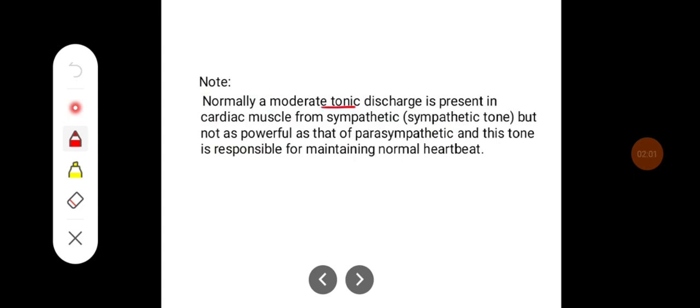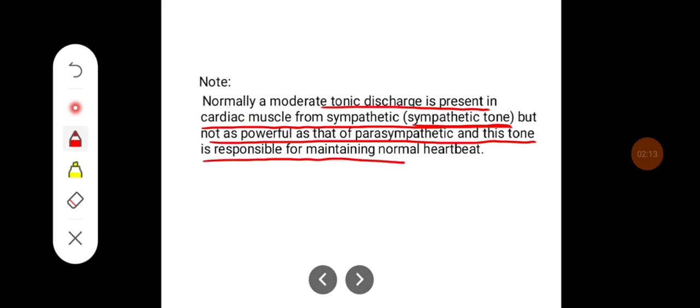Normally, moderate tonic discharge is present in cardiac muscle from sympathetic nervous system, which is called sympathetic tone, but not as powerful as that of parasympathetic, and this tone is responsible for maintaining normal beat.